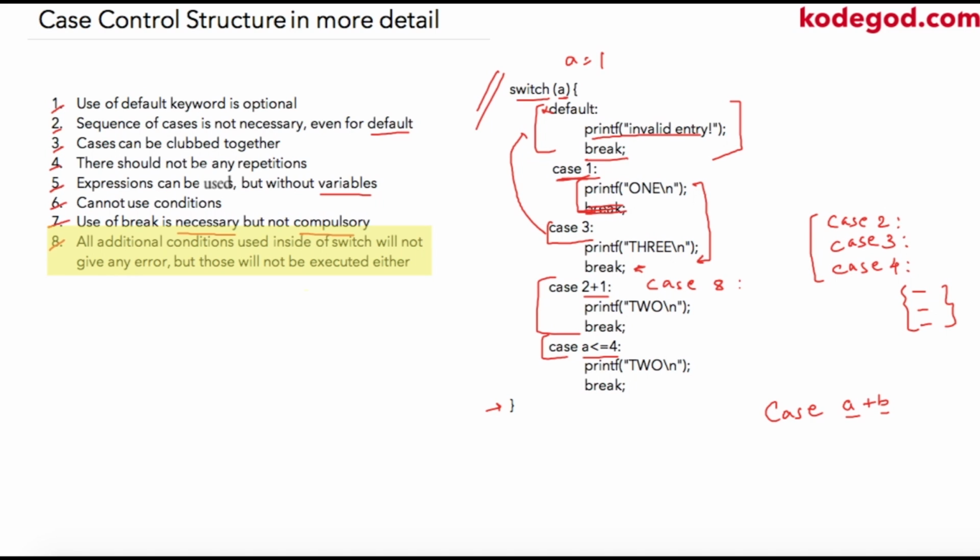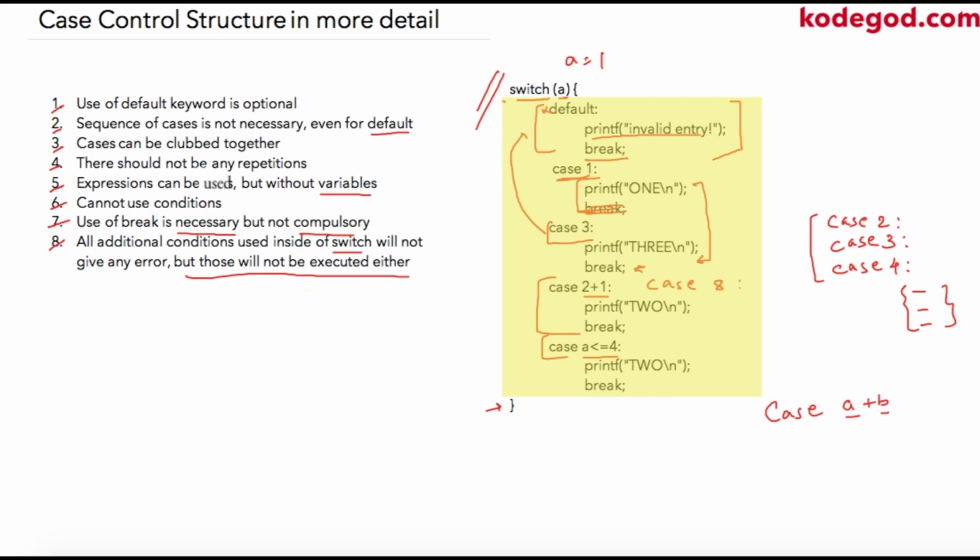The final point is all additional conditions used inside of a switch block will not give any error, but those will not be executed either. So inside of your switch block you can write if else, but those blocks will not be executed at all. The compiler will simply ignore those statements. This is not really important, but this is something that can be asked in your technical interviews or some other quizzes. So that is all for case control structures. In the next lecture we will look into some programs based on case control structures, which will make your understanding clearer.